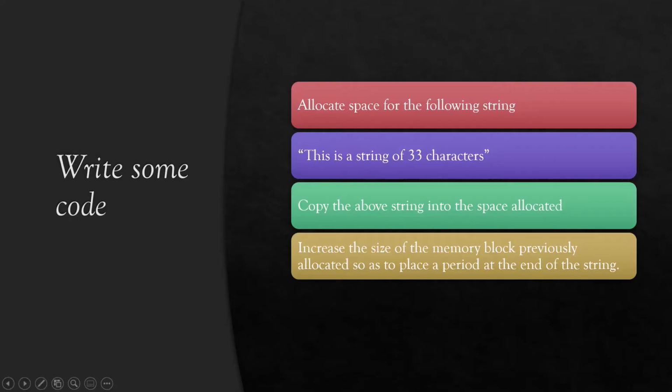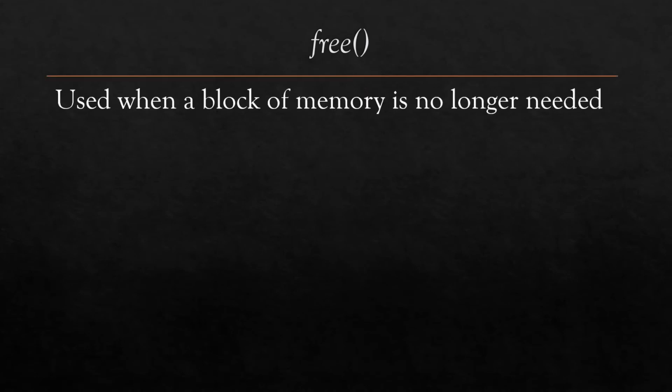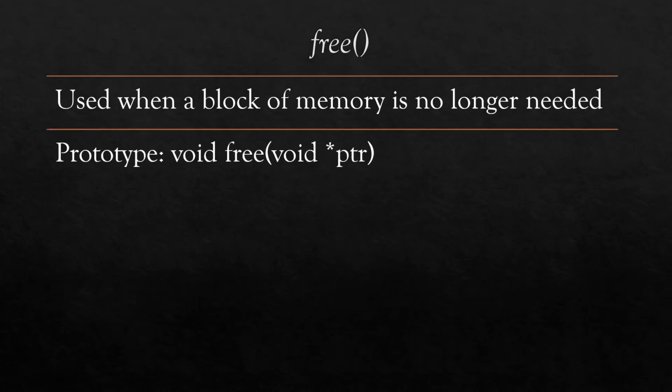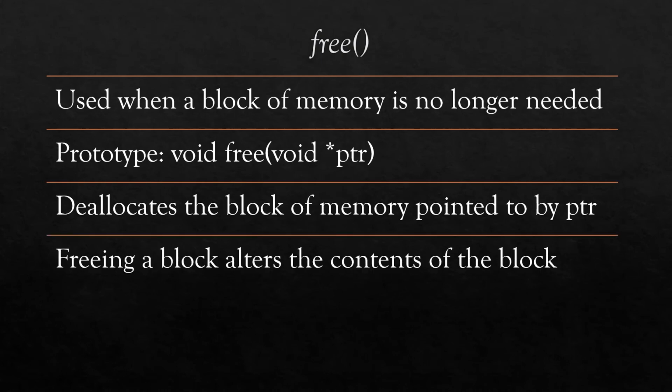Moving on. The free function. Used when a block of memory is no longer needed. Remember, we need to free memory. The prototype here returns nothing. As you can see there, just a void, and takes as argument void *ptr. ptr again referring to the block that we want to free or deallocate. Deallocates the block of memory pointed to by ptr, frees that memory.